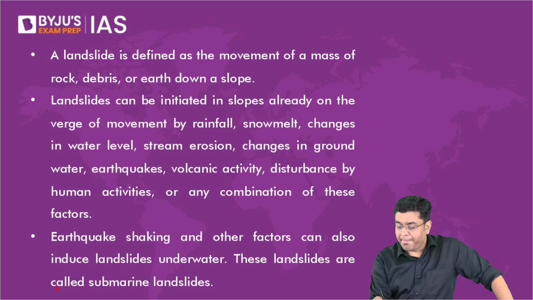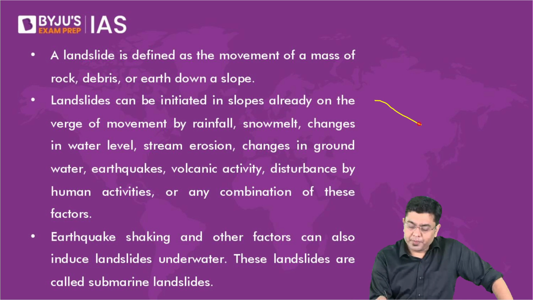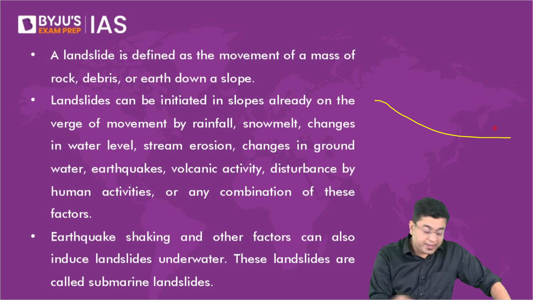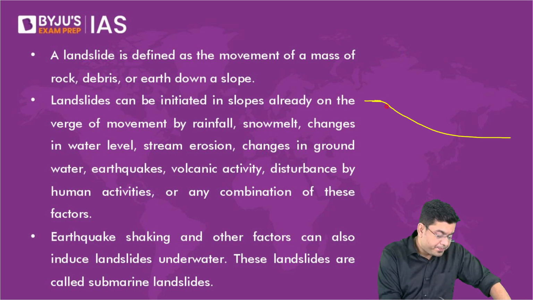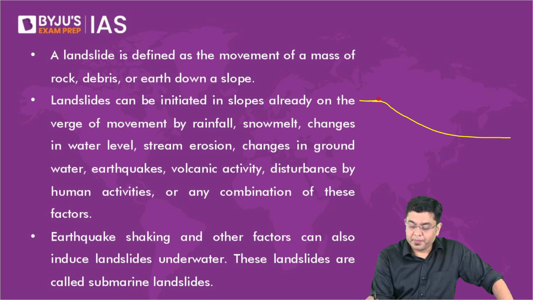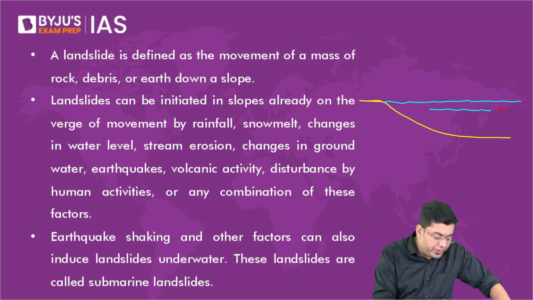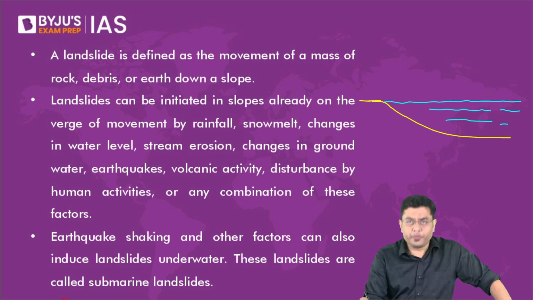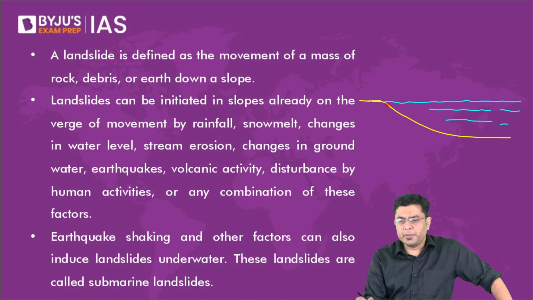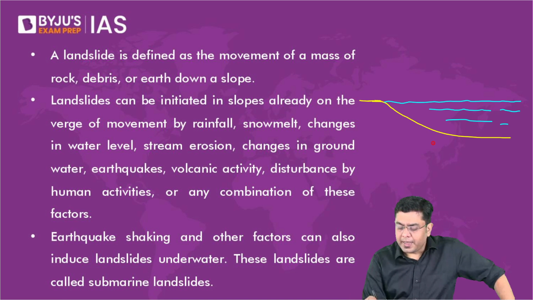Here, let's suppose there is a sea. Let's suppose, right? Now, this is what is sometimes referred to as the continental slope, which we'll talk about in the portion of oceanography. Now, in this case, let's suppose there is a lot of loose material, obviously.